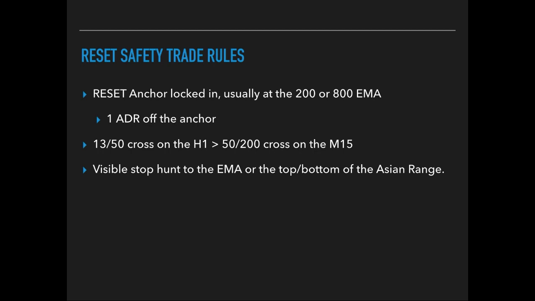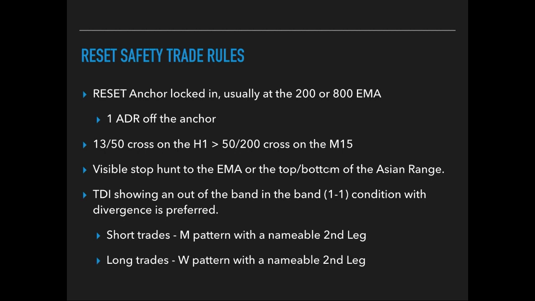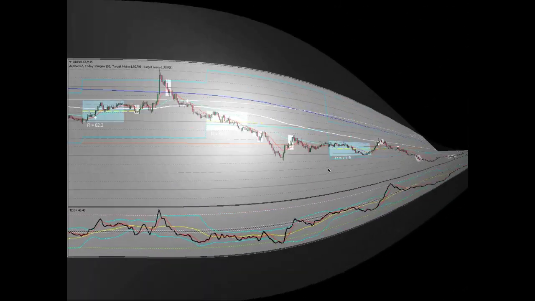Okay, you're going to have a visible stop hunt to the EMA or the top and the bottom of the Asian range, and you're going to have the TDI showing an out of the band, in the band condition with divergence, which is preferable. Okay, but TDI has to confirm. You're going to have a cross of the signal line and the cross of the market baseline, just like in all the other of our setups. All right, short trades, you're looking for an M pattern with a nameable second leg, and long trade, W with a nameable second leg. Okay, so let's look at some chart examples of some reset safeties.